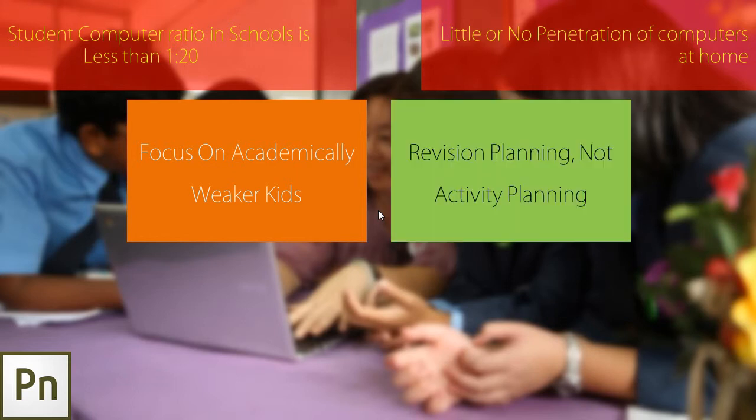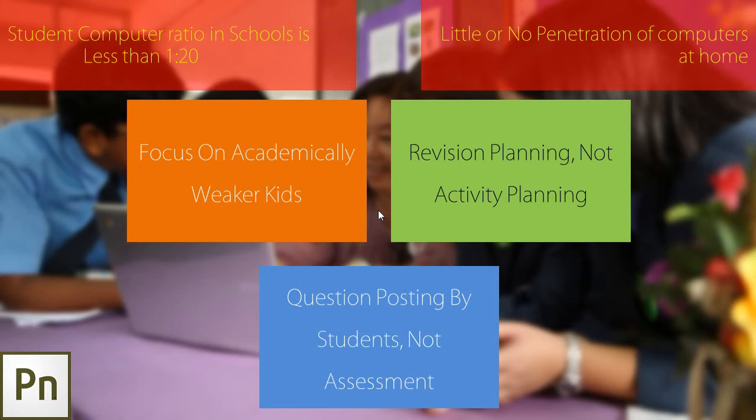So what we are going to do is we are going to tweak the model by focusing primarily on academically weaker students. We will focus on revision planning by teachers and not activity planning. And lastly, we will focus on collaboration and not on assessment. Essentially, what we are trying to do is trying to work within the boundaries of the low computer access by the students at home and at school.